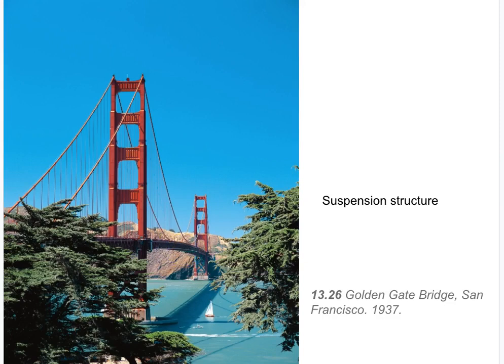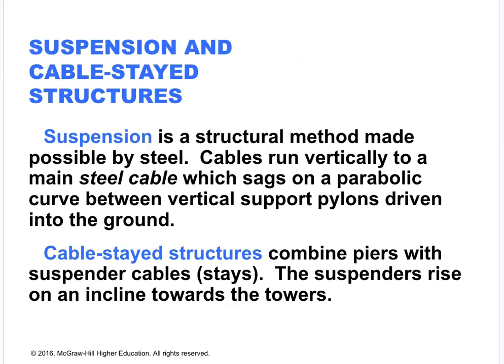And go back to the other slide now. Cable stayed structures combine piers with suspender cables, or we call those stays. Piers with suspender cables. The suspenders rise on an incline towards the towers.